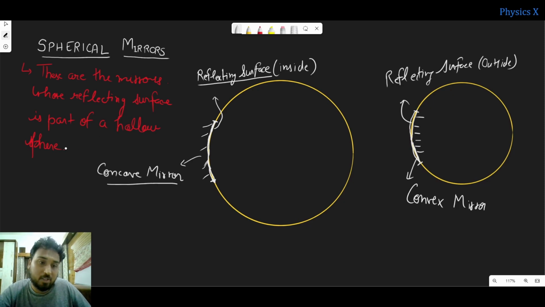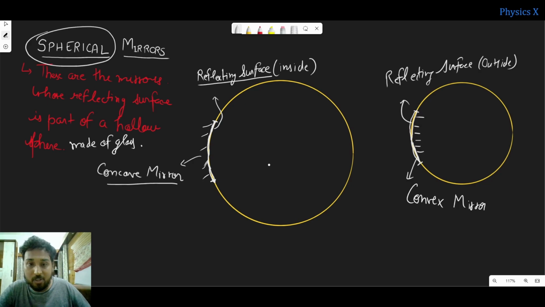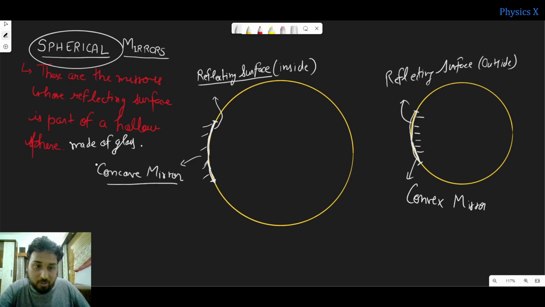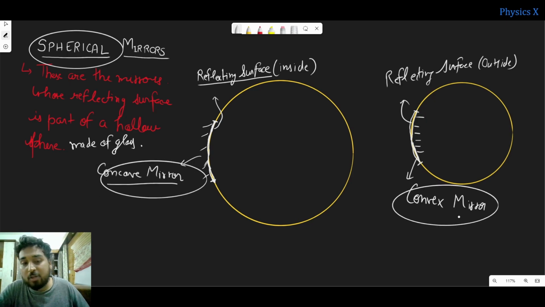This hollow sphere is made of glass. So basically we have two types of spherical mirrors. One spherical mirror is the concave mirror, another one is the convex mirror. So these are the two types of mirrors.